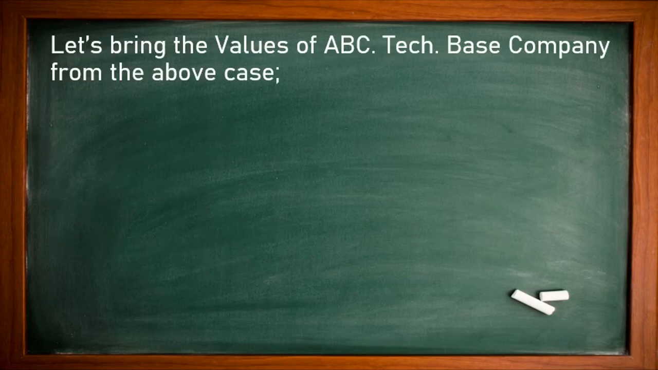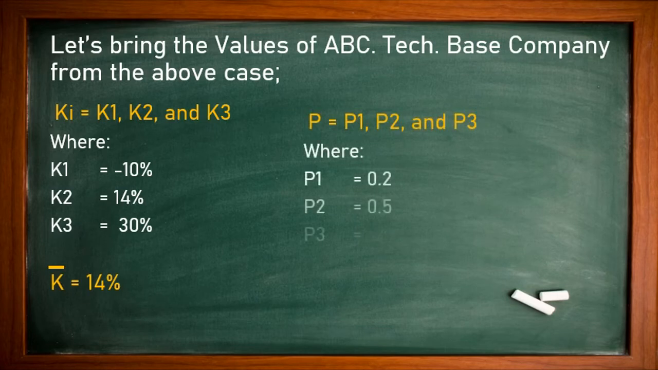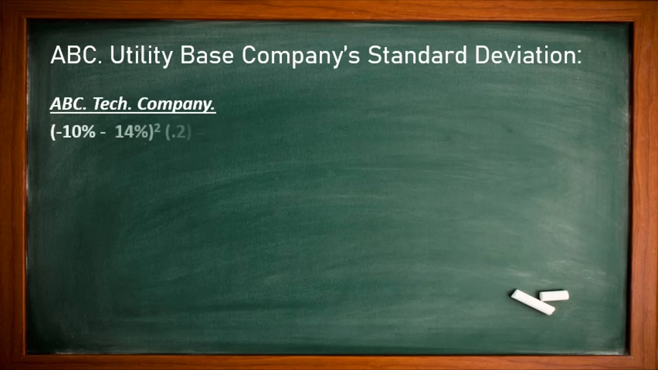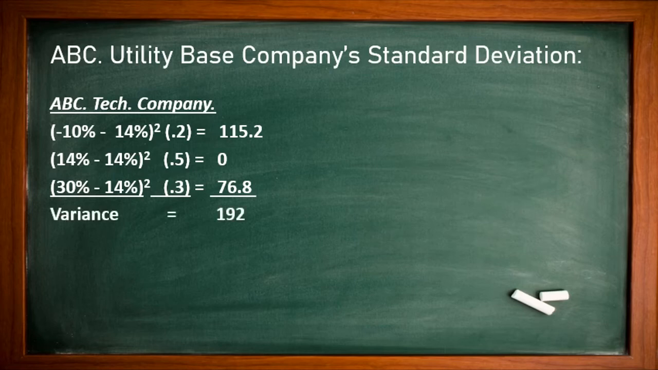Now let's go for the technology based company, the ABC tech company. Same situation again. Here K1 is equal to minus 10%, K2 is 14% and K3 is 30%. Overall K, meaning the cost of capital, we calculated as 14% for this company. The probabilities are the same: P1 20%, P2 50% and P3 30%. Let's put these values in the equation again. Minus 10 minus 14 squared multiplied by the probability gives 115.2. 14% minus 14% squared times 0.50 is equal to 0. 30% minus 14% squared multiplied by 30% becomes 76.8. And the variance is 192.